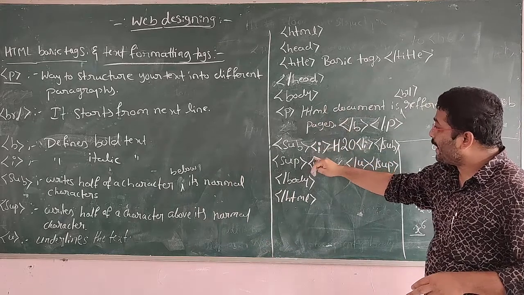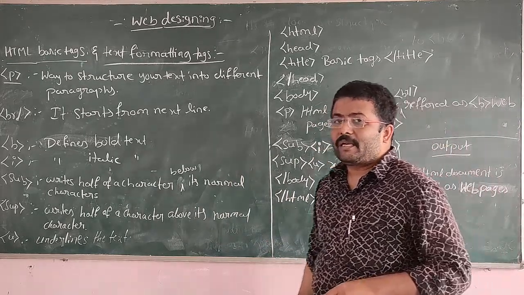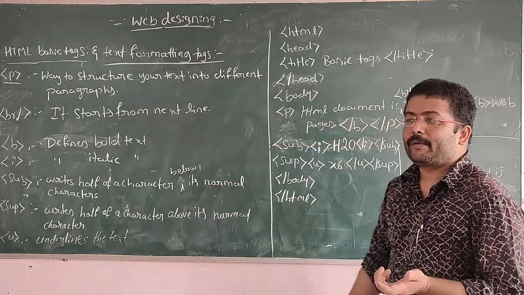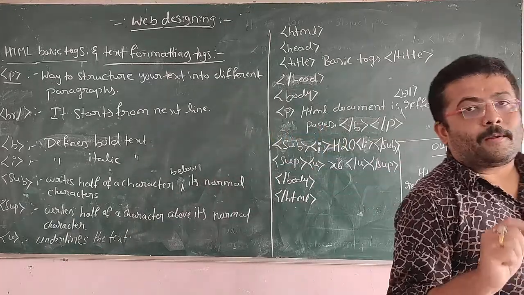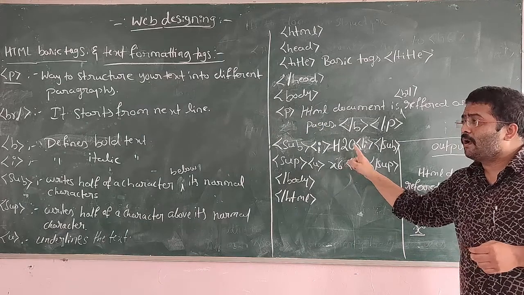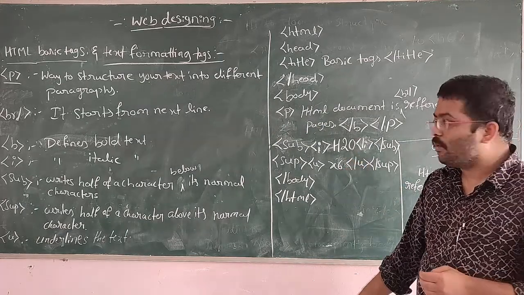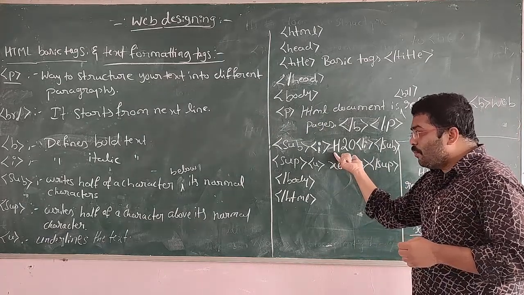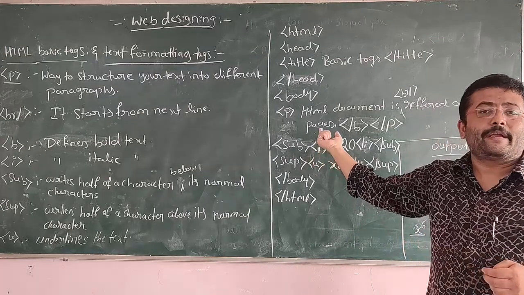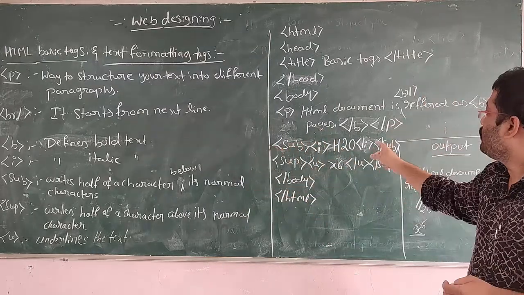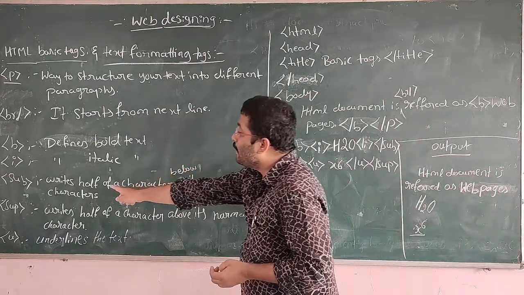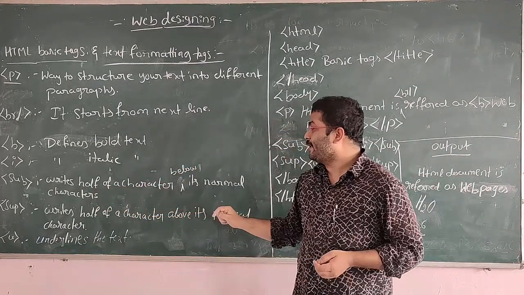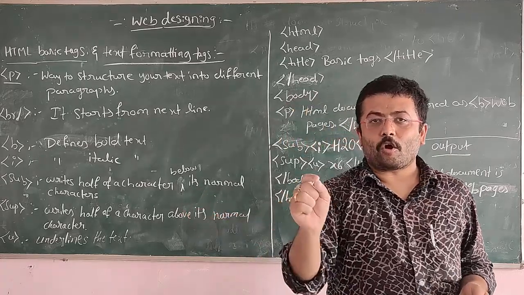So next the tag will be the subscript tag. Inside the subscript tag I am using one more tag, that is italic. So I am taking a word called H2O. So H2O will be written in the italic style. So subscript means, as I already told, writes half of a character below its normal character.